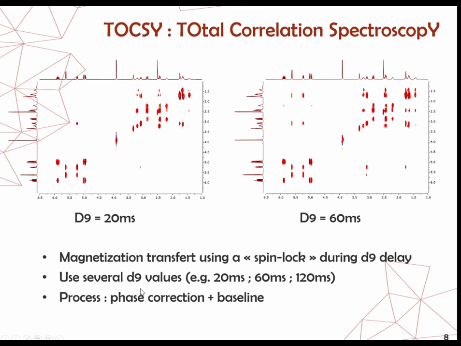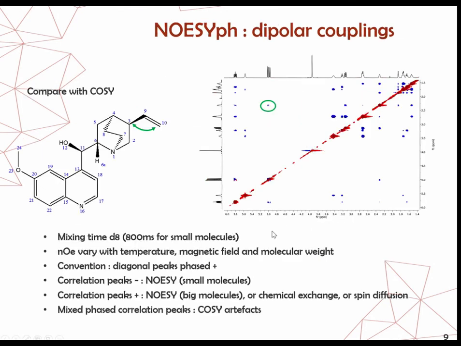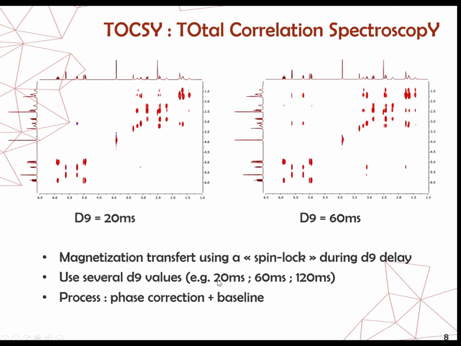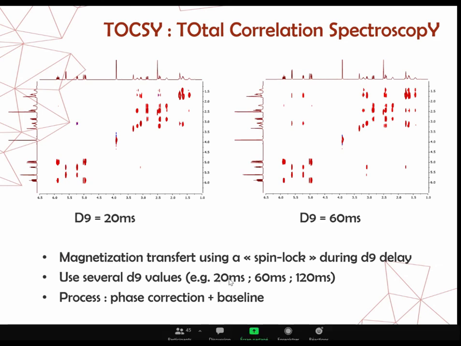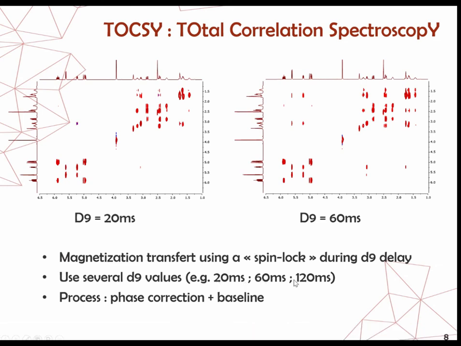For the process, you have to correct the phase and the baseline. Depending on the size of your compound, you could get 26, 60 and 120 milliseconds, or you could start with 60 and go to 240, for example, if you have a bigger compound.